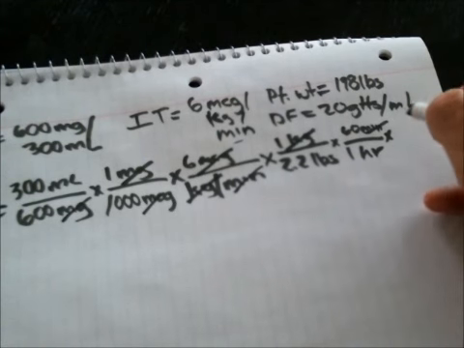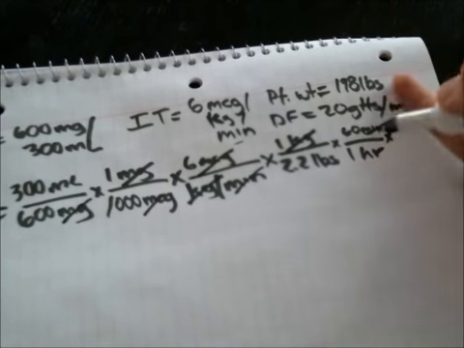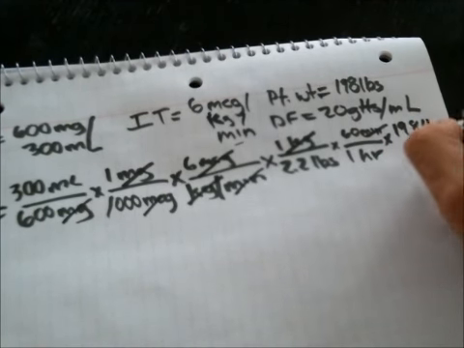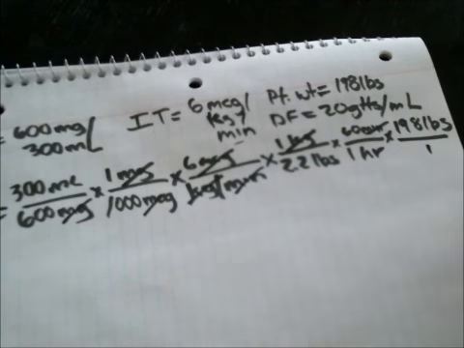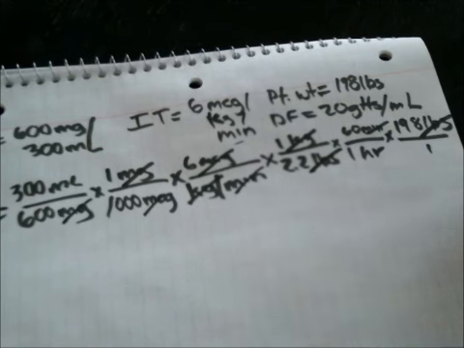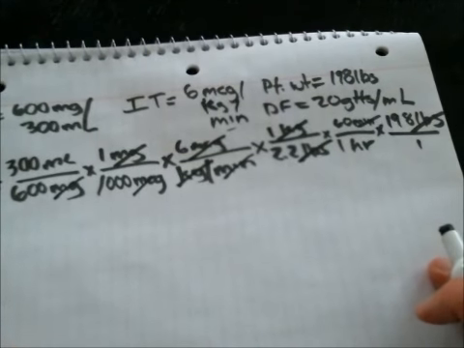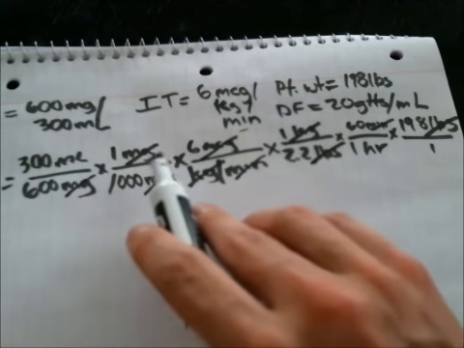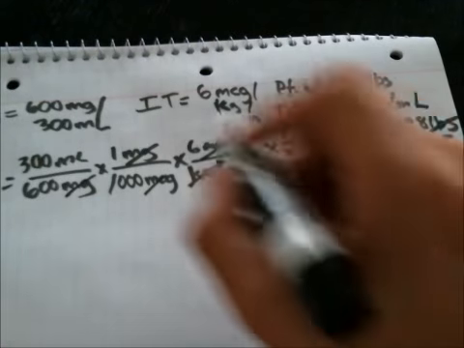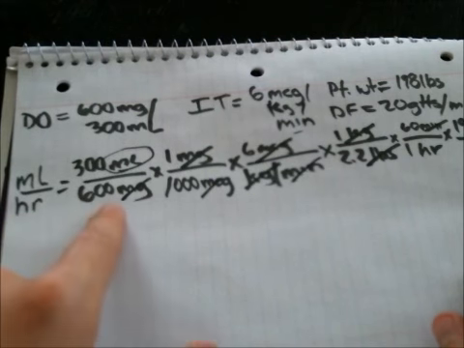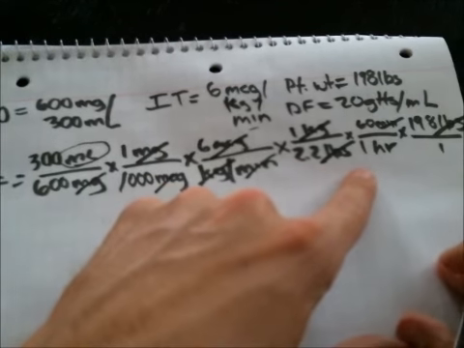The next thing that we need to do is add the final piece of information, which is the patient weight, which is 198 pounds. Since that's all, we can put it over 1, right? And we cancel out pounds and cancel out pounds. Now, that was a lot of conversions and information, but if you can see it there, let's look at the top. We've canceled out everything from the top except for milliliters, which is what we need. And at the bottom, we've canceled out everything except for hours, right? Which is also what we need.